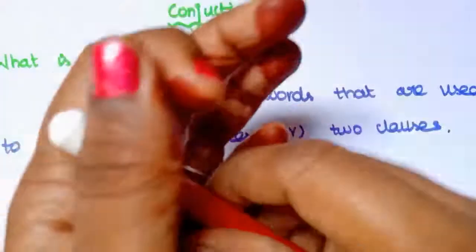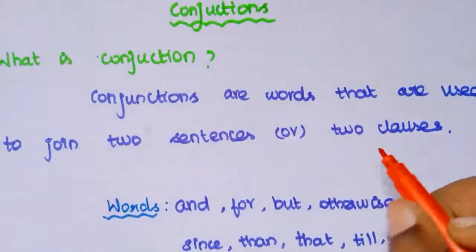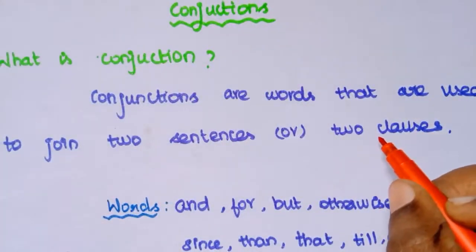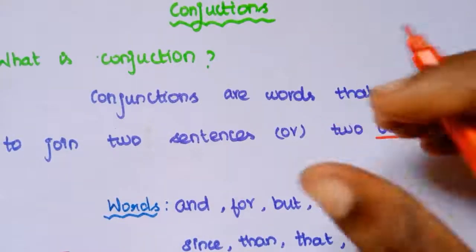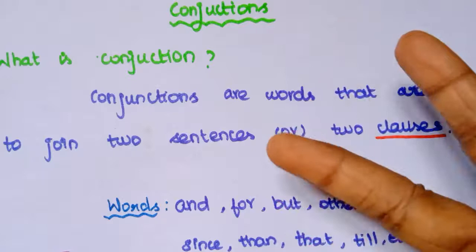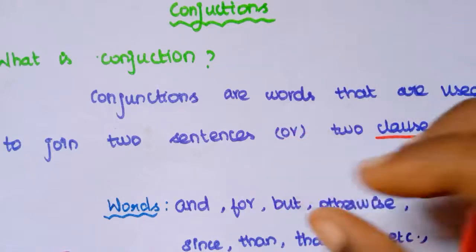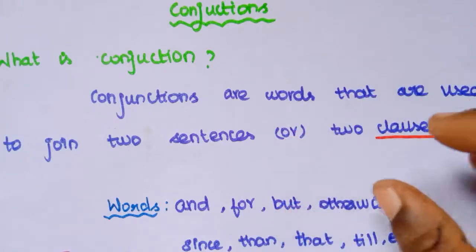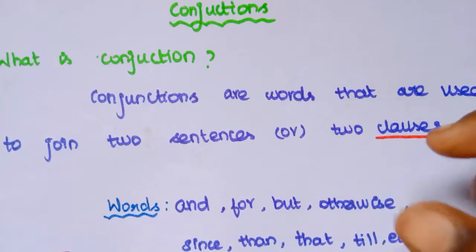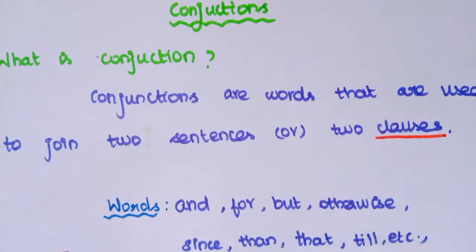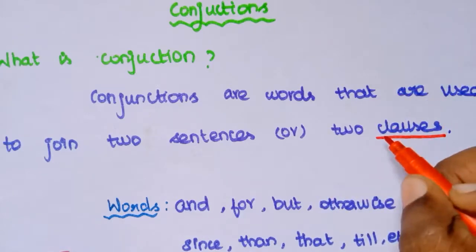So what is a clause actually? What is the definition of a clause? A clause is nothing but a group of words that contains a verb and a subject. So a clause is a kind of sentence that contains only the verb and the subject.